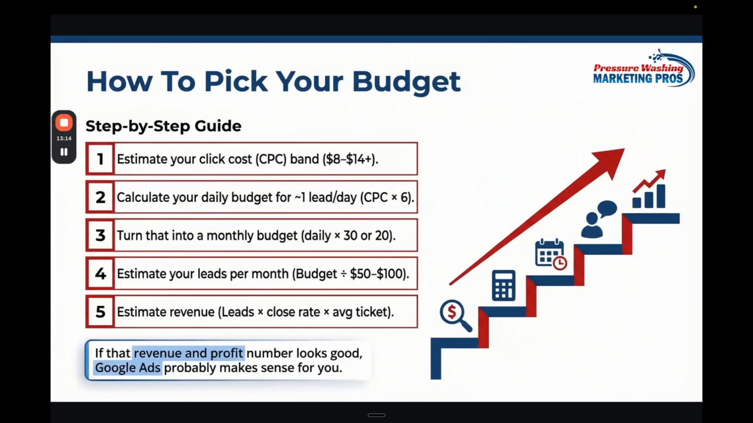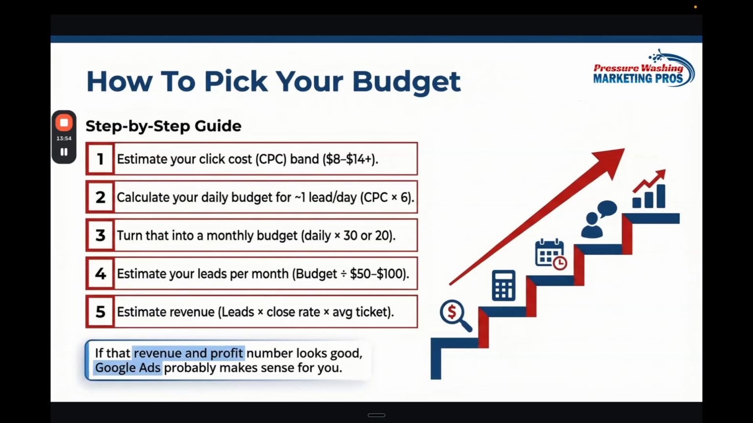And so how do you pick your budget? First off, guys, if I had a step-by-step guide, you're going to estimate how much it's going to cost you per click to be competitive, whether that's between $8 to $16 or $8 to $14, I'd say, that we typically see, but some markets up to $16. You want to calculate your daily budget so that you know how much you'll get for 1 lead. So if you determine that in your market it costs about $10 per click to be competitive, then you would just do 10 times 6, which is going to be $60 a day. And then you turn that into a monthly budget.